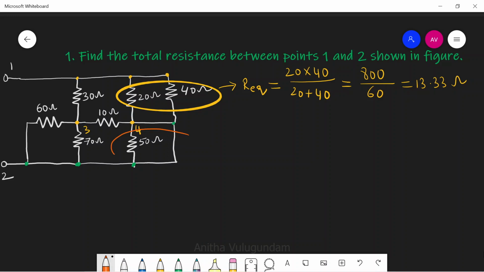you can see that 50 ohm and this short circuit are parallel. Short circuited means R equal to 0 ohms. So R equivalent equal to 0 into 50 by 0 plus 50, which is equal to 0 ohm. Now let us draw the circuit.